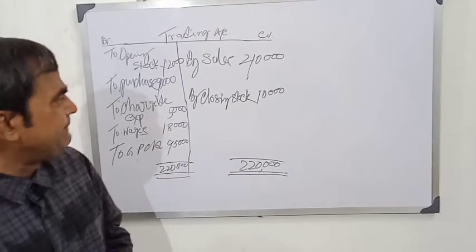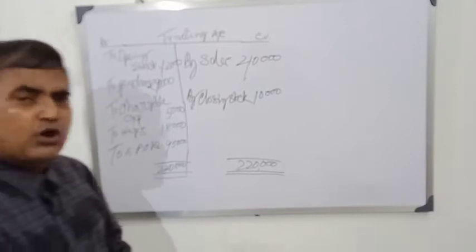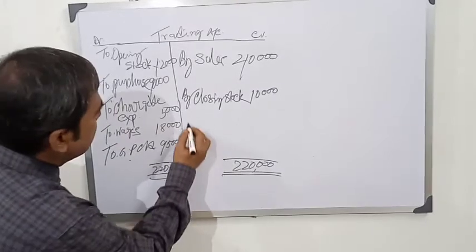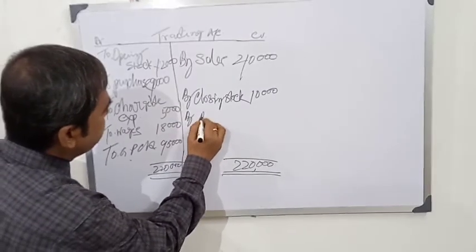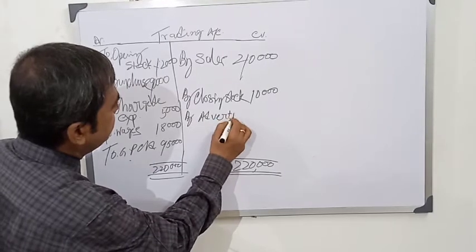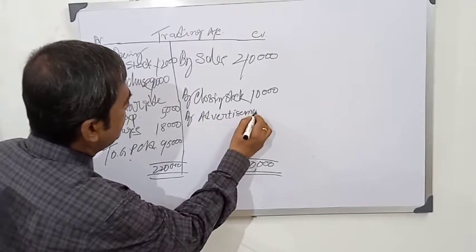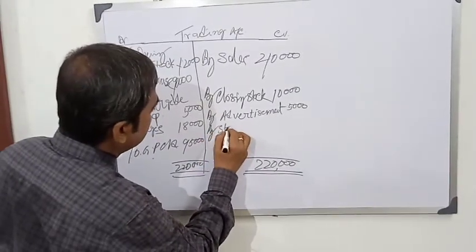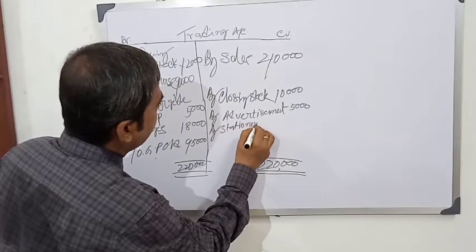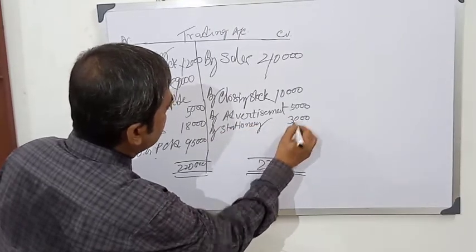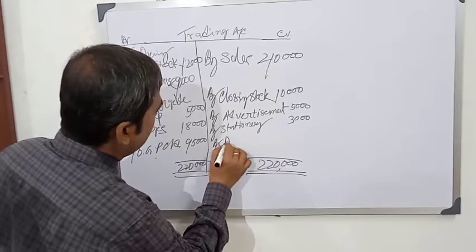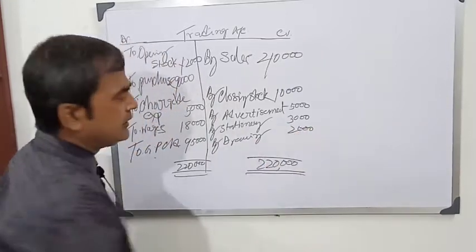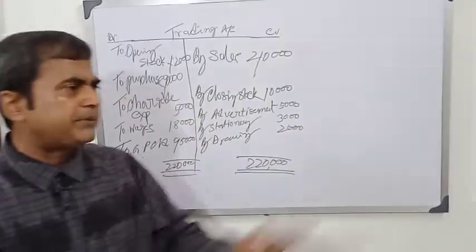This is the thing. Now, apart from closing stock, we might have other adjustments. Like I can say, by advertisement $5,000, by stationery 3,000, by drawing account 2,000. Now in the business, proprietor and business are separate.